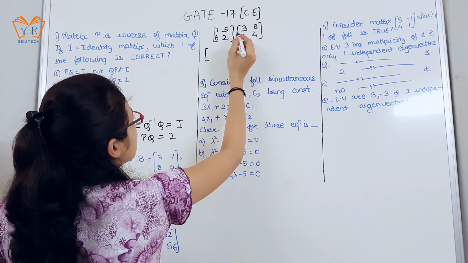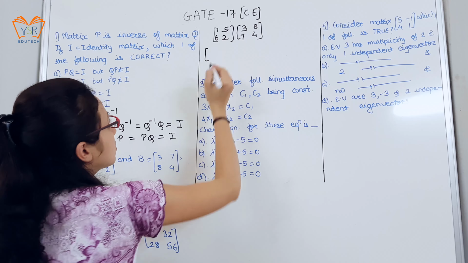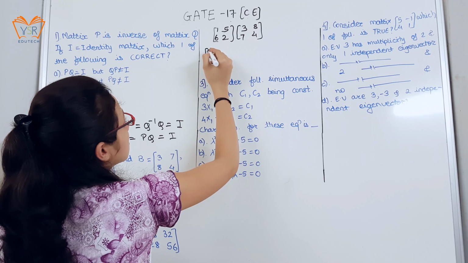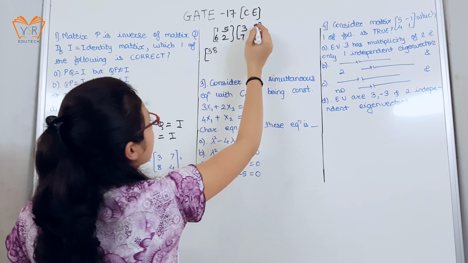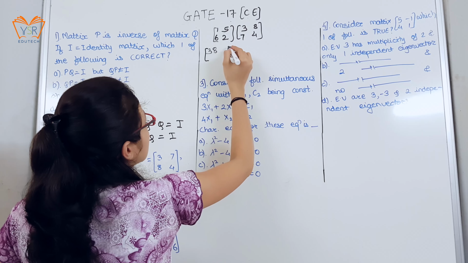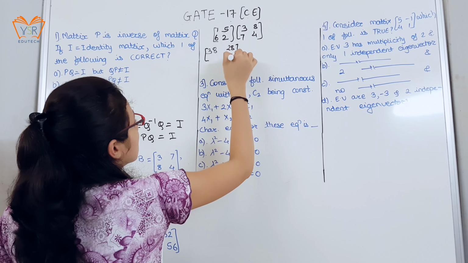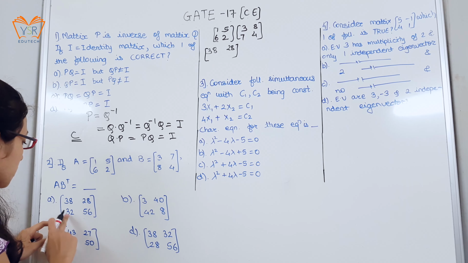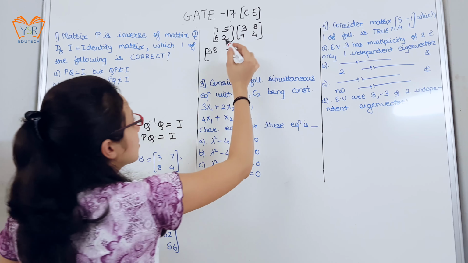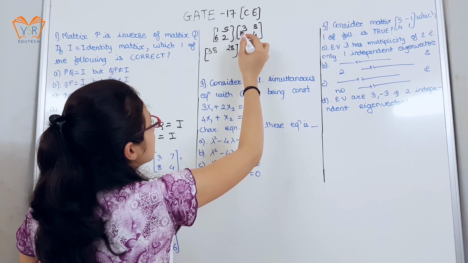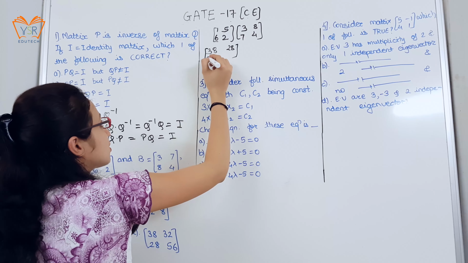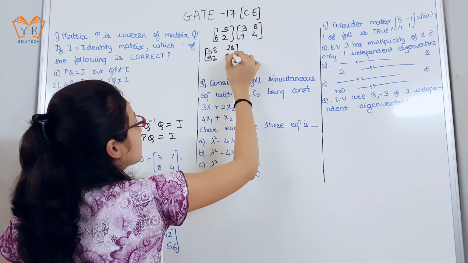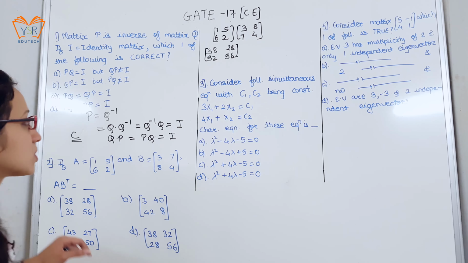3 into 1 is 3, plus 12 is 15 ... that is 38. 8 plus 20 that is 28. By finding these two values, we can conclude that option A is correct. Still we'll calculate the remaining values. 6 into 3 is 18 plus 14 that is 32, and 6 into 8 plus 4 into 2 gives 56. That is nothing but option A.